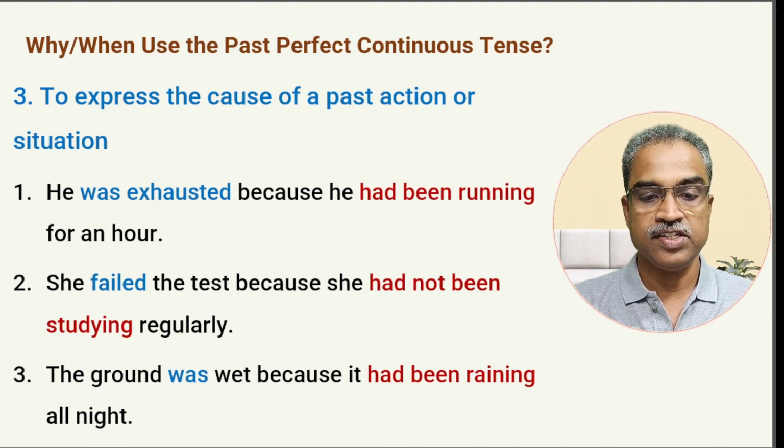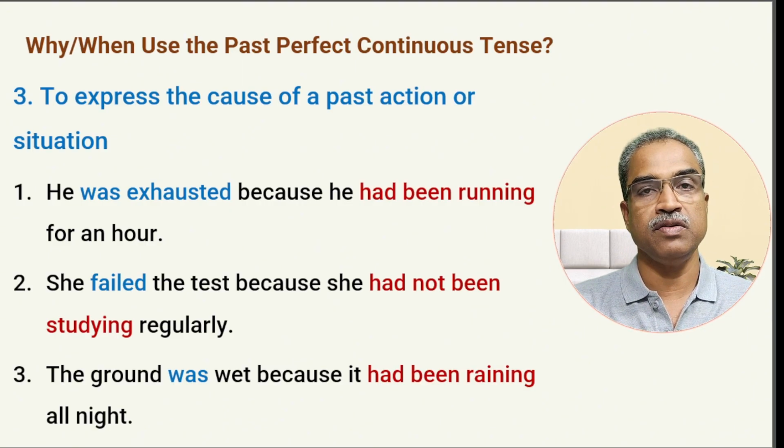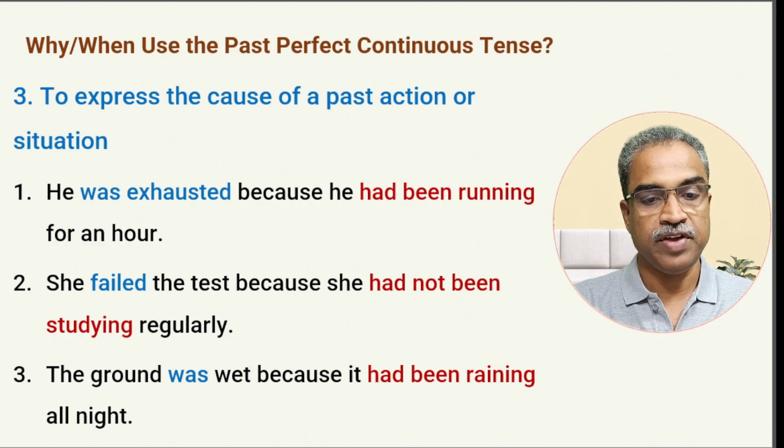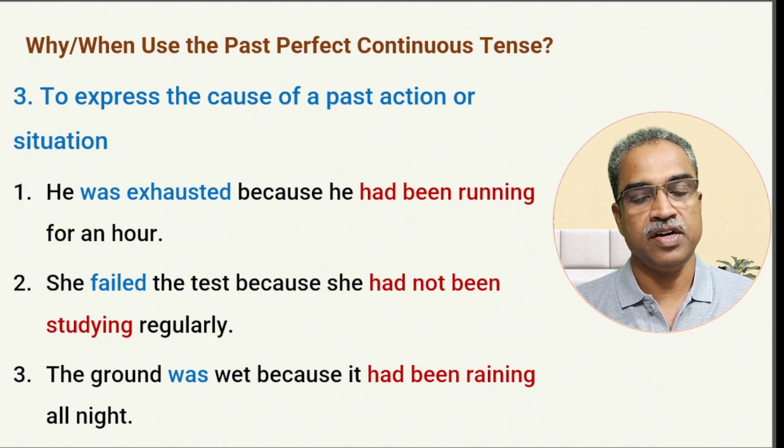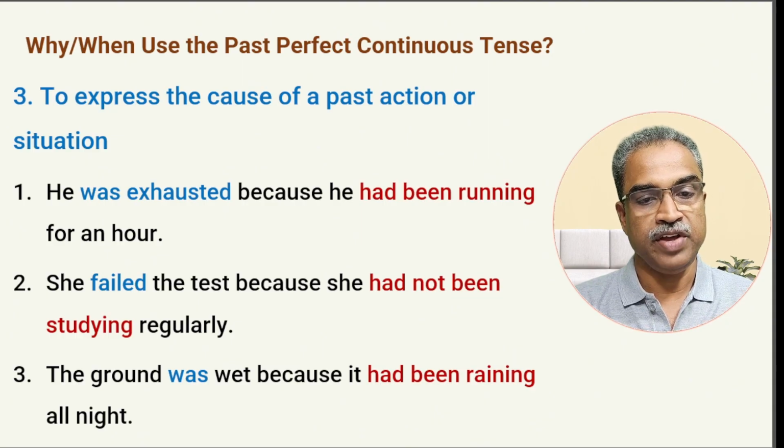She failed the test because she had not been studying regularly. Okay, she failed. It's an action. Why? The reason, because she had not been studying, regular studies were not there. So we are expressing the cause of a past action or a past situation.